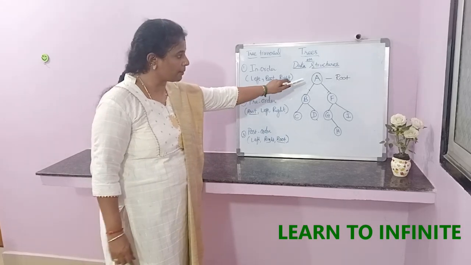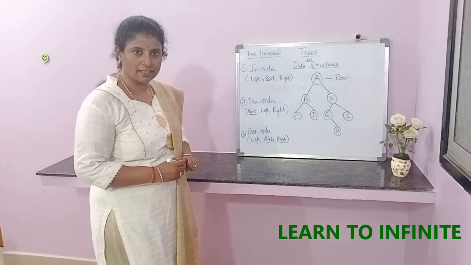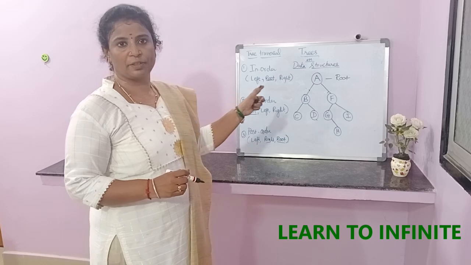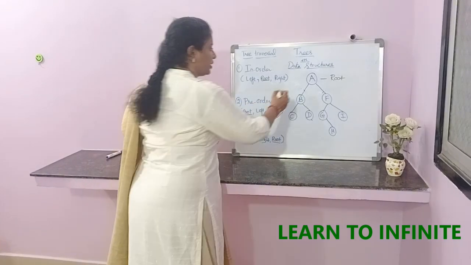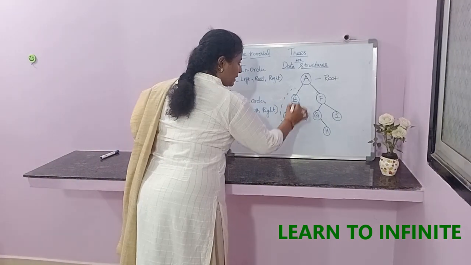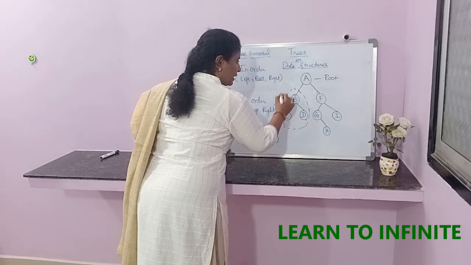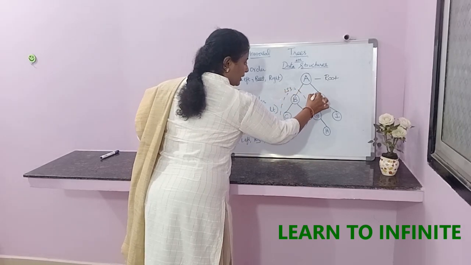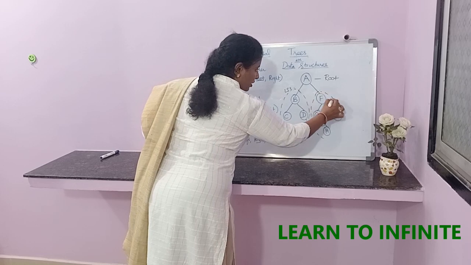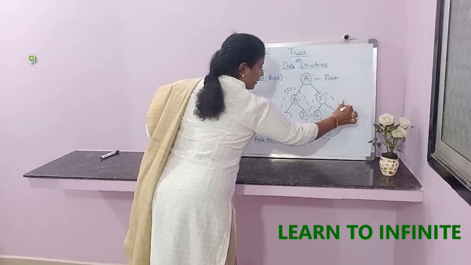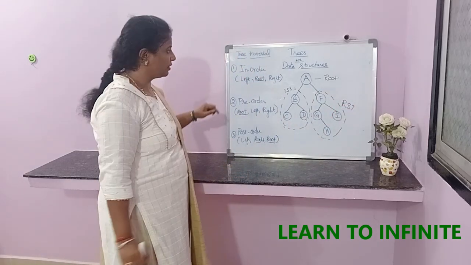So here in this example, A is the root node, right? So what will be the left subtree and right subtree? Here B, C, D will be the left subtree and G, H, I will be the right subtree, right?